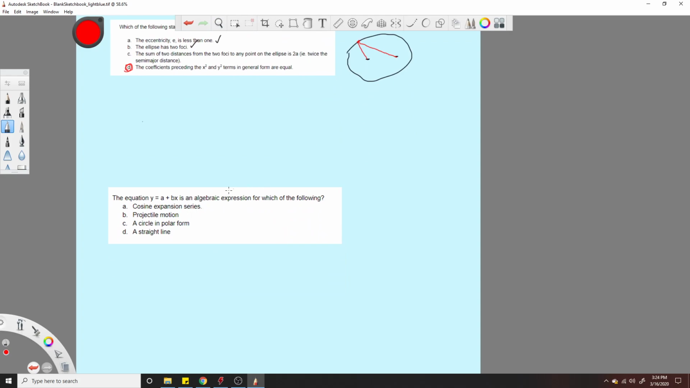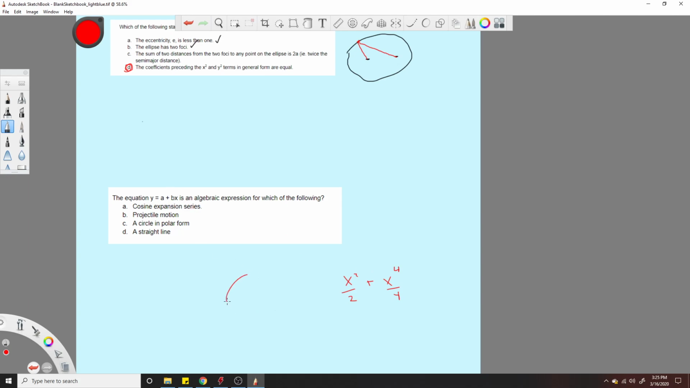Now, this is another type of problem you'll see. And if you have background on this, you may not even need to study this kind of stuff. It's kind of simple. The equation y equals a plus bx is an algebraic expression for which of the following? All right, well, again, we'll just go through them. Cosine expansion usually involves some sort of polynomial, like you'll have x squared over 2, x to the fourth over 4, and so on. That does not look like cosine expansion.